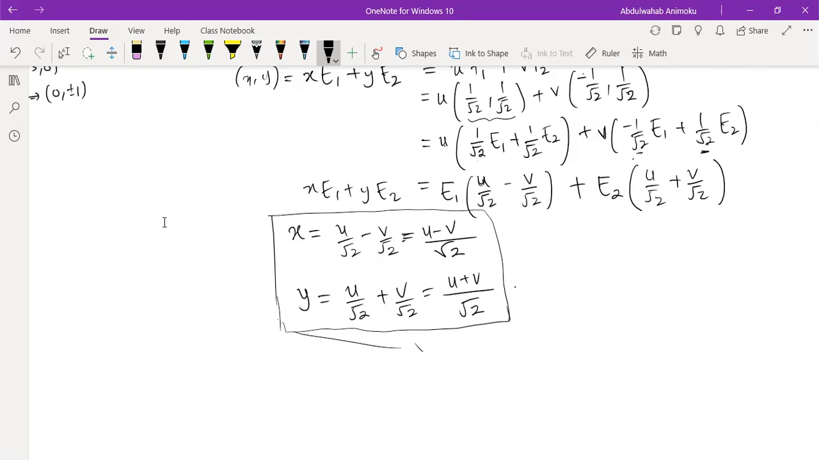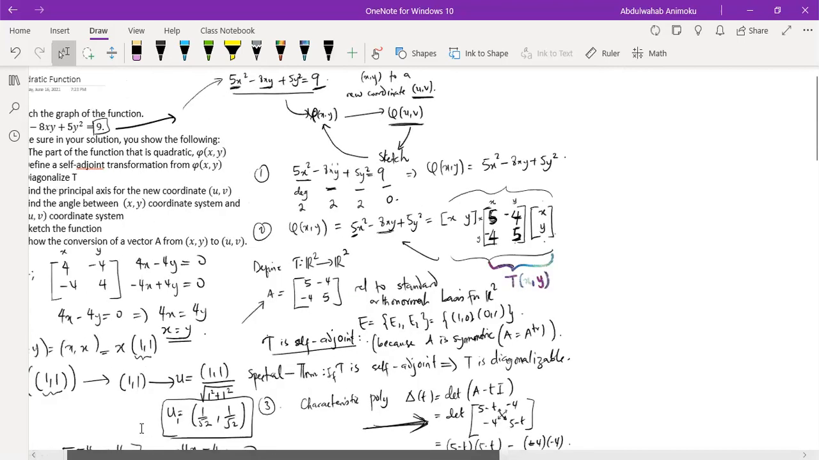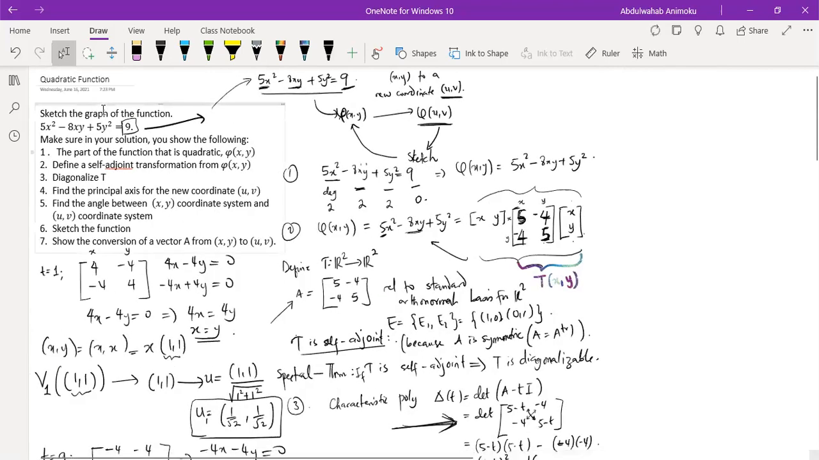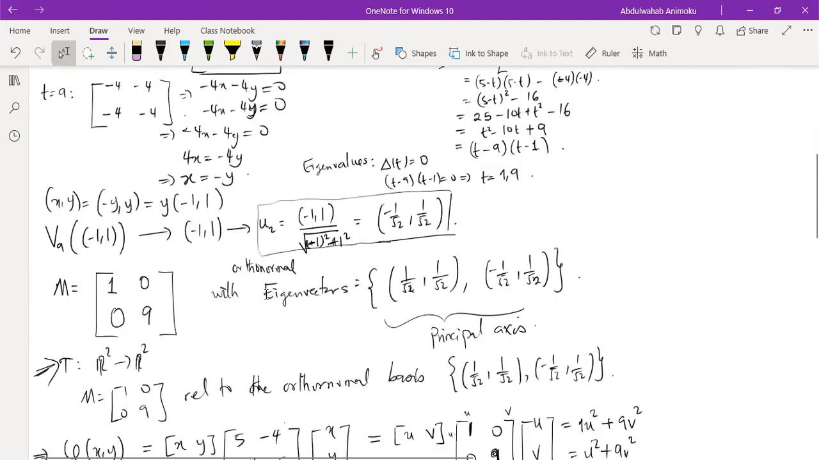So that brings us to the end of this particular learning series. In this video, we basically talked about how to sketch the graph of such a function, and we used linear transformation to do this by first of all determining a self-adjoint transformation from the quadratic function, and from there we diagonalize this particular transformation and convert this to a new coordinate system, which helps us to easily draw the graph of the new function that is in terms of UV. So basically that is the whole problem.